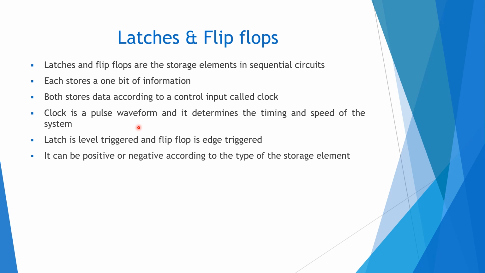It is usually given in 2.5 gigahertz to 3 gigahertz, like that. So it determines the timing and speed of the system. If we have a clock frequency of very high value, the speed of the system will be more.